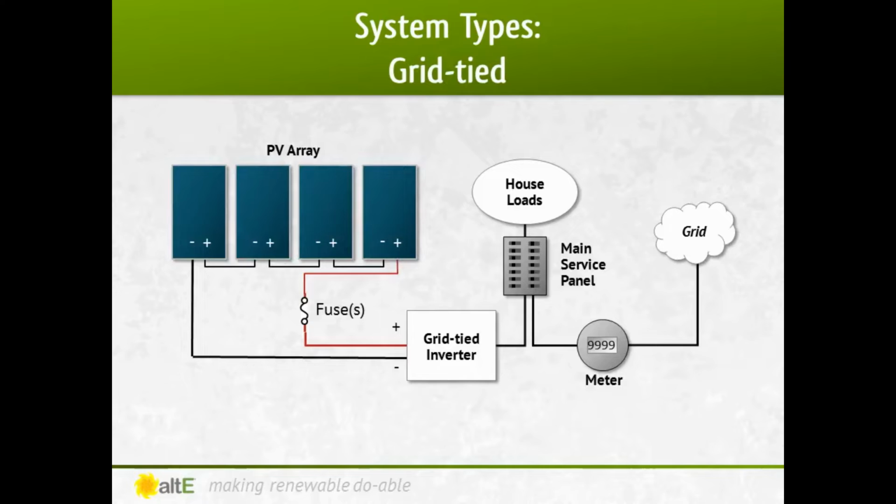In a grid-tied system, the solar panels are wired through fuses to a grid-tied inverter. The inverter is wired to a new breaker in your main AC panel. The electric company may require you switch out your power meter to a bi-directional meter, which can spin backwards when selling power and forward when buying. This is known as net metering.